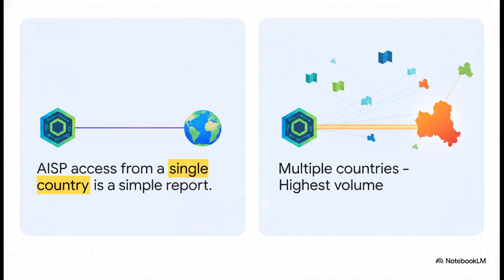Now, here's a super specific, highly practical rule for any institution dealing with account information service providers, or AISPs. If an account is accessed by an AISP from just a single country, well, that's a simple report. But what if cross-border access happens from multiple countries via different AISPs? Compliance dictates that you don't fracture the reporting.